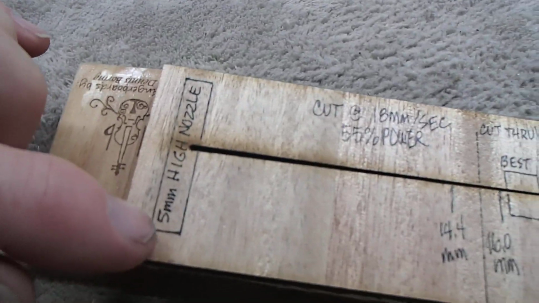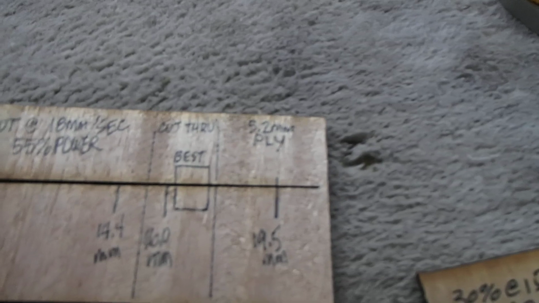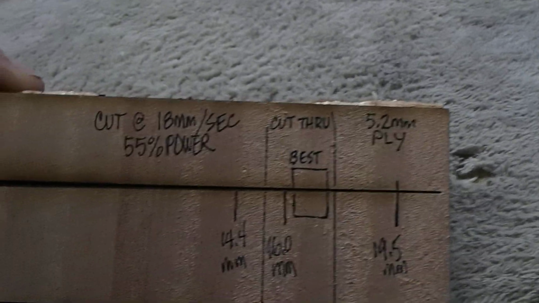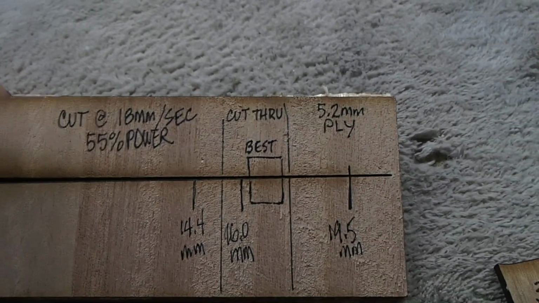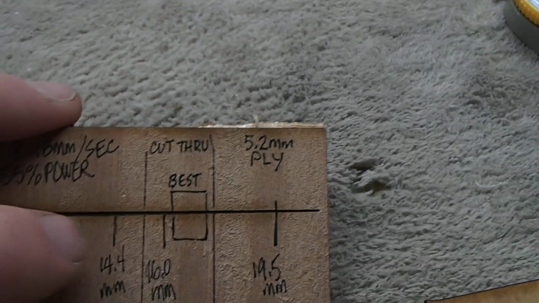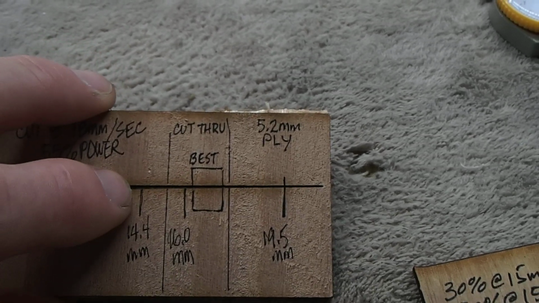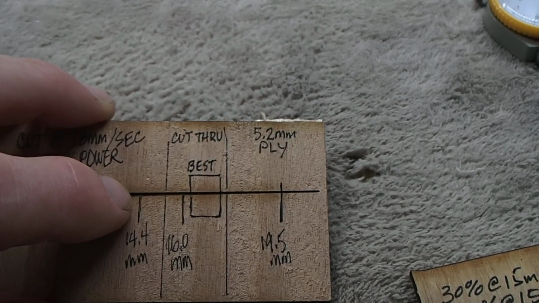Okay, here's another one I did. This one here, I was 5 millimeters above that surface with the nozzle. That means I was right on top of it. This one down here, at that line, I was 19 and a half millimeters. And you can see this was cut at 18 millimeters per second at 55% power level. So from 14 to 19 was the recommended height above the material for that particular lens.